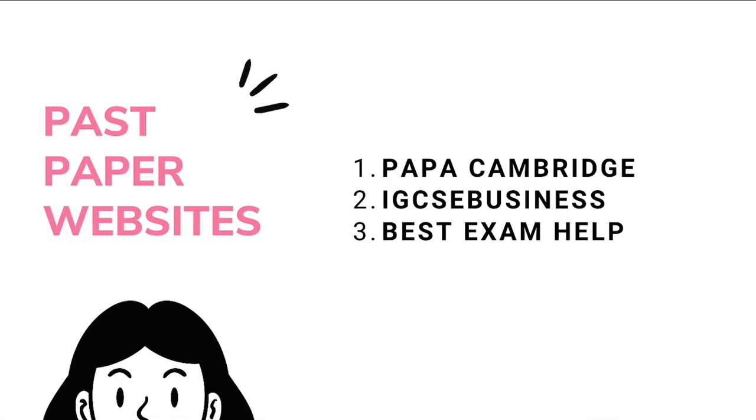With Papa Cambridge, you cannot really download the PDF properly through iPad, so I would find that difficult. So I would always use Best Exam Help mostly. Best Exam Help has a very clear layout for the variants, the months, the seasons, everything is really clear. Another one is Papa Cambridge. That's also really useful. It has all the past papers.